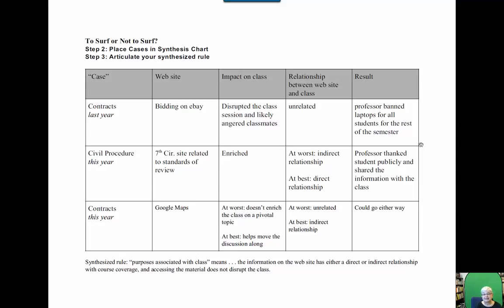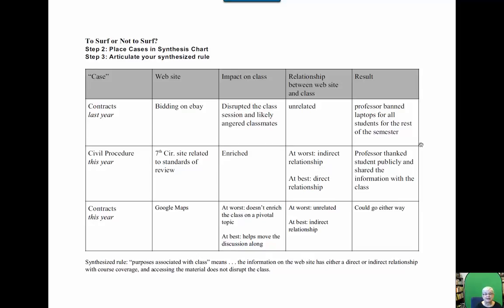The website was eBay. The impact on the class was that it disrupted the class and likely angered the classmates. And then the relationship between the website and class, completely unrelated. The result was that the professor banned laptops for all students for the rest of the semester. Now the civil procedure case.